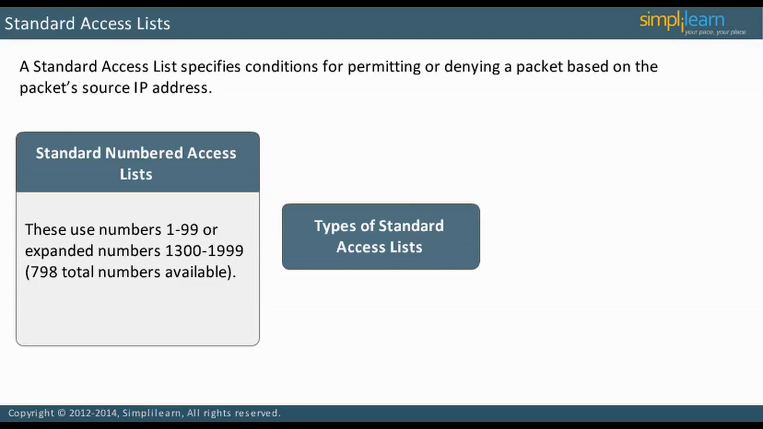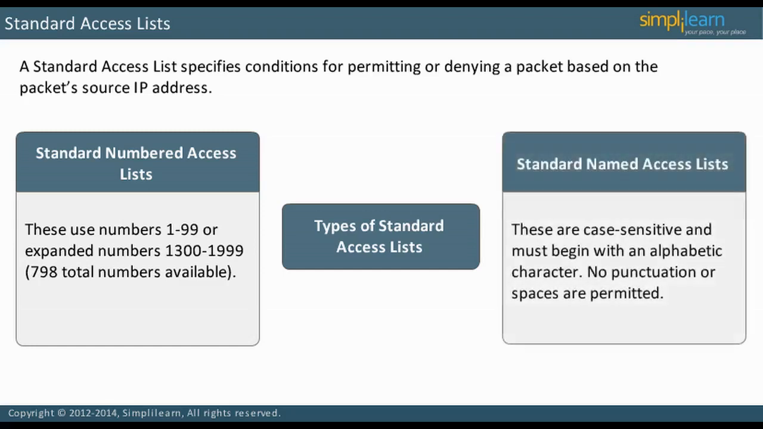To configure standard named access lists, configure IP access list standard name, sequence number, deny or permit, and the rest as in standard numbered ACL. An ACL name is case sensitive and must begin with an alphabetic character. No punctuation or spaces are permitted. Statements automatically increment by 10 when sequence numbers are omitted. Take some time to review the command syntax on this slide. Let us discuss extended access control lists, which have many more options than standard ACLs, in the next slide.